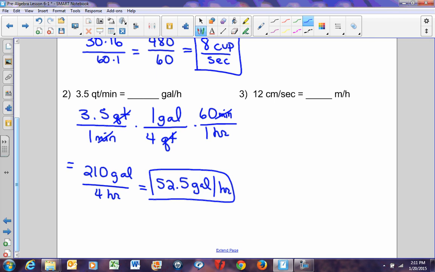Now we're going to look at 12 centimeters per second and change that to meters per hour, not miles per hour. There's no I there. So 12 centimeters per 1 second. And how many centimeters are in a meter? Well, there are 100 centimeters per meter. So 100 centimeters would go on the bottom, because we need the centimeters to cancel out. 1 meter would go on the top. So now my centimeters are canceled out.